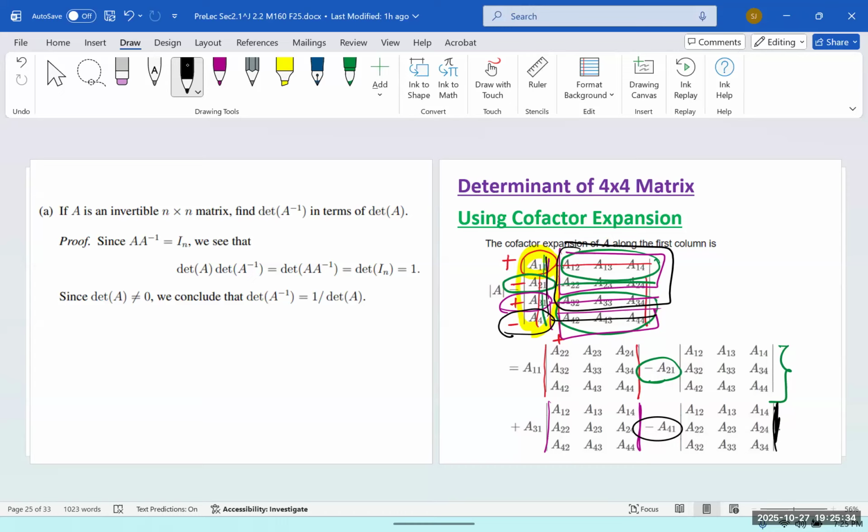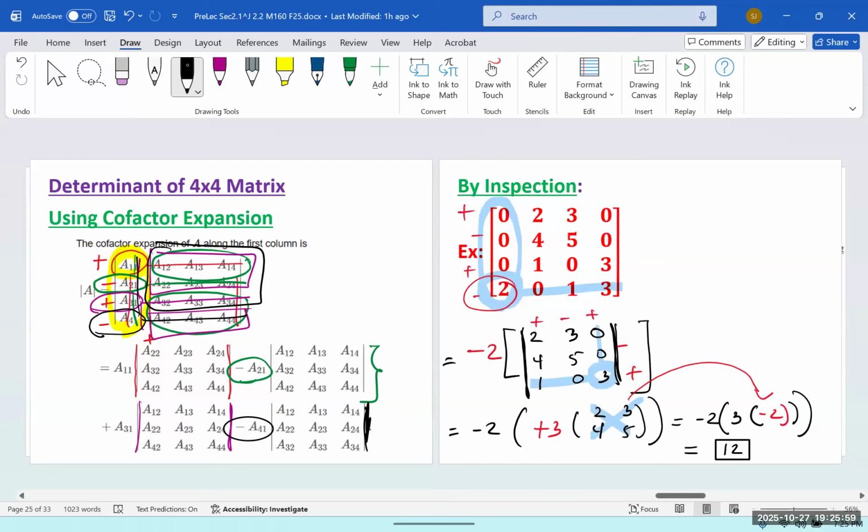So basically you do the same thing depending on how many elements you have on your column or on your row. And for that 3 by 3, you can use the method I told you by copying the 2 columns next to that. You can use the right diagonal minus left diagonal, or you can do another inspection if you have more zeros.